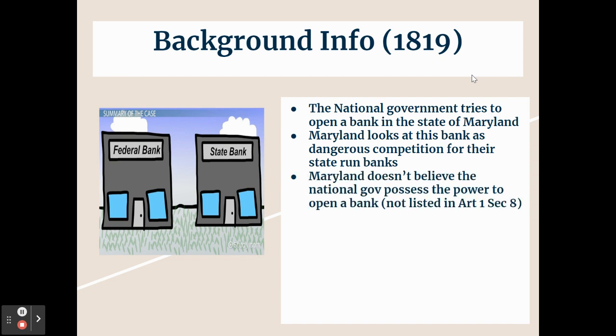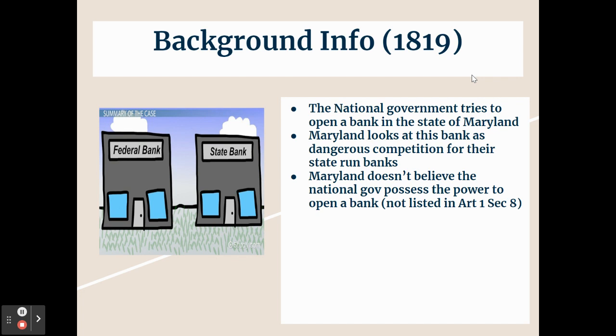And one of the arguments they make is that nowhere in Article 1, Section 8, where Congress's powers are actually listed, does it say that the national government has the ability to open or operate a bank. So they are arguing that it's unconstitutional.